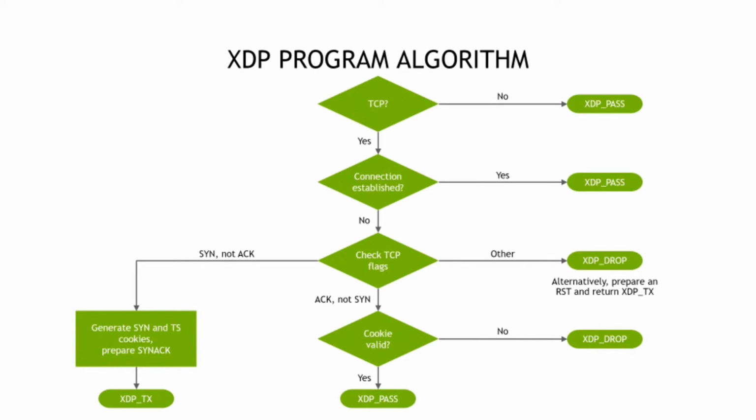If the packet is SYN, we need to generate a SYN cookie and a timestamp cookie, prepare a SYN ACK, and return XDP_TX. If the packet is ACK, we check the SYN cookie. If it's valid, the packet is passed to the networking stack and Synproxy. Otherwise, we can drop it or even send back an RST.